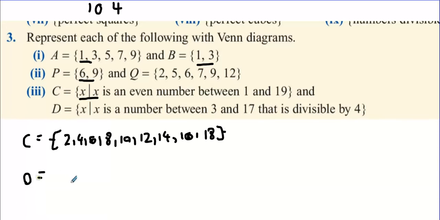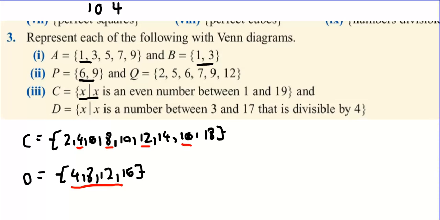D is a number between 3 and 17 that's divisible by 4. So you have 4, 8, 12, and 16. Now the one thing you're going to notice here is that everything in the list of D is also inside the list of C.